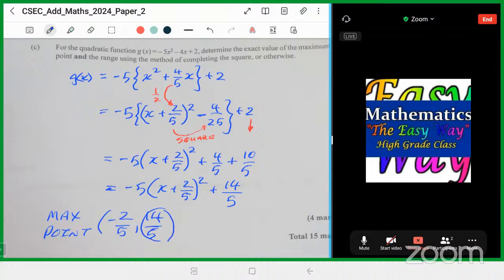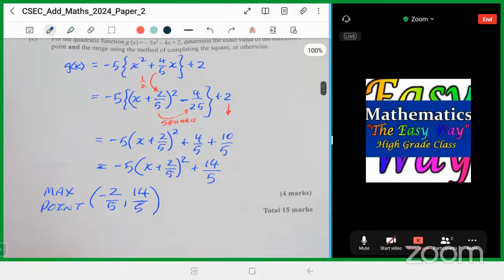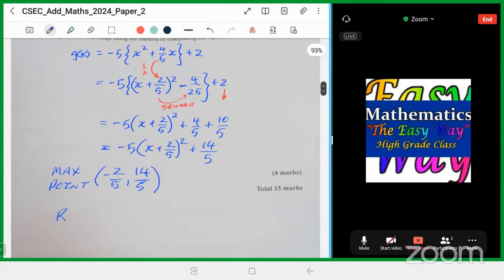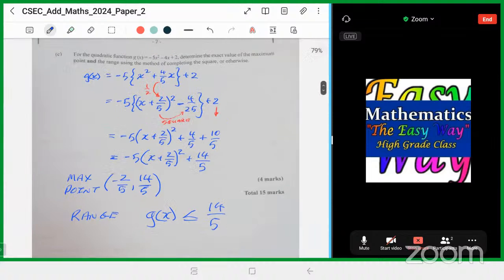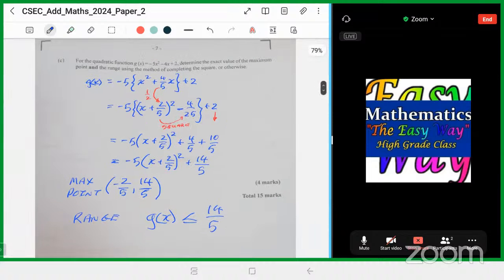14/5. So since 14/5 is a maximum value, it means that the range of the function is that g of x has to be less than or equal to this maximum value of 14/5. That is the answer right there. And that ends number 1.